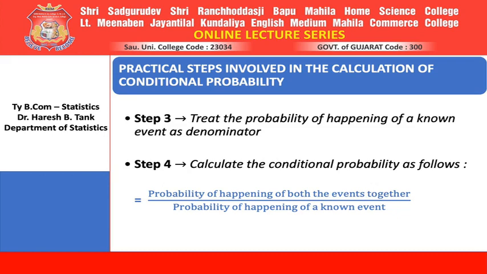Step number 3. Treat the probability of happening of a known event as denominator. Now both the things are being taken care of, numerator and denominator. Calculate the conditional probability as probability of happening both the events together divided by probability of happening of a known event.